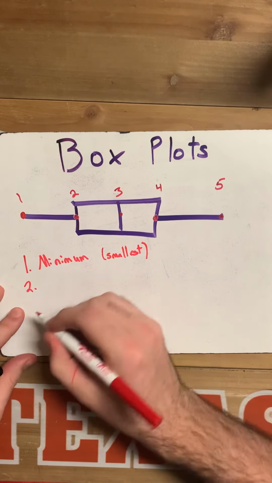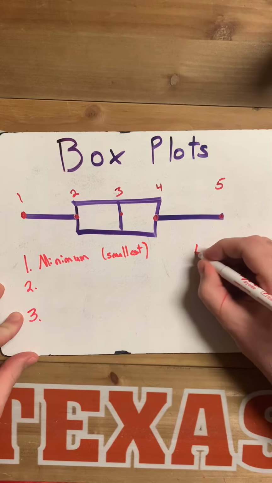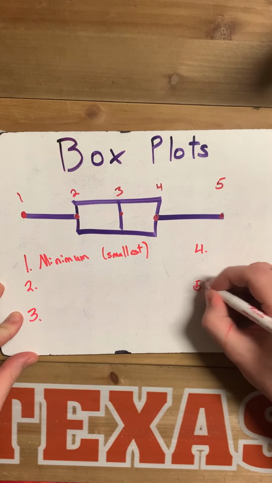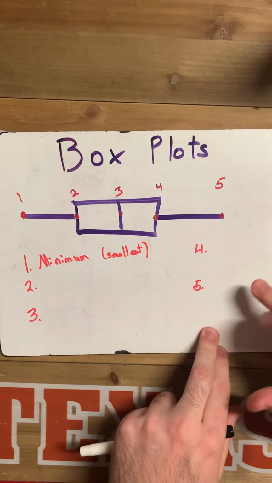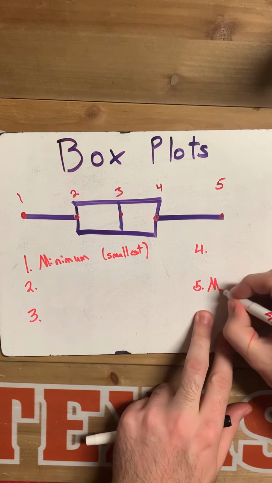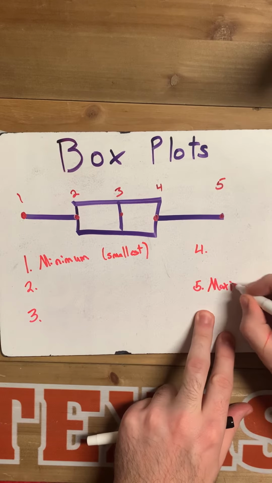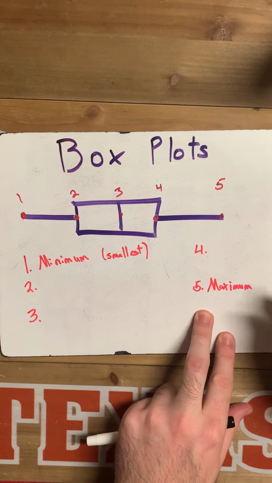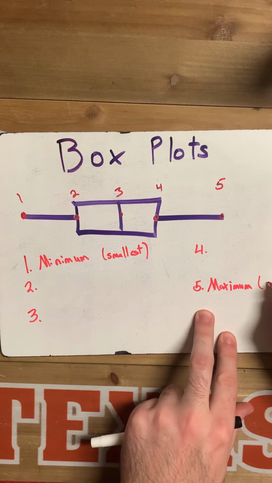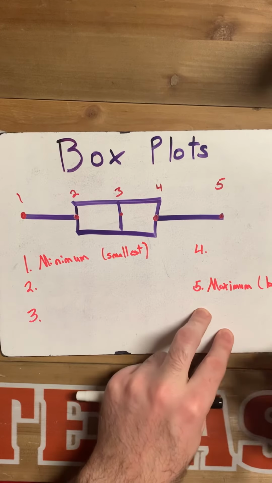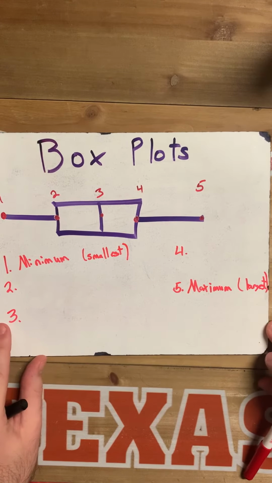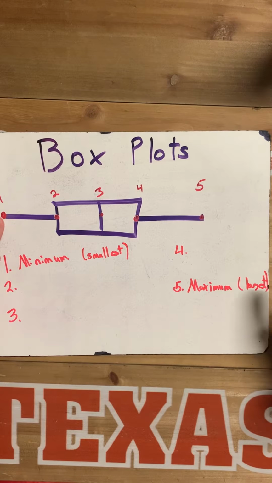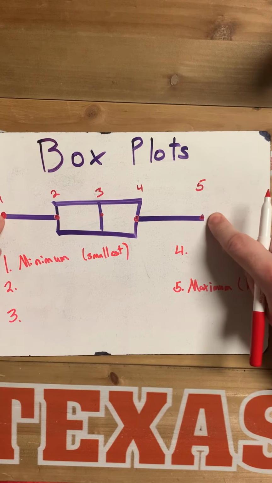So then I'm going to skip ahead to number 5. So the opposite of the minimum is going to be the maximum, which is the largest number. Largest number. Okay, so we have our minimum, we have our maximum.